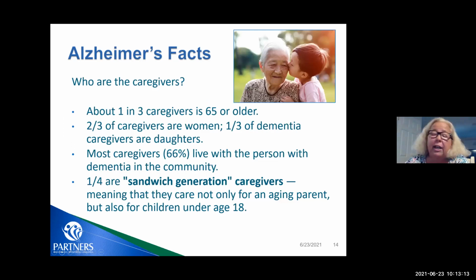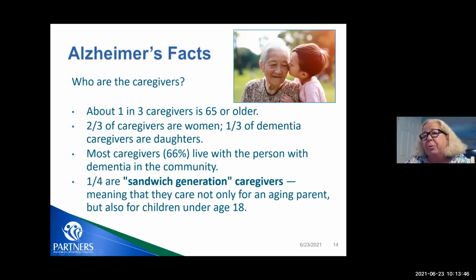Just a little look at who those caregivers are. About 1 in 3 caregivers is also 65 and older. About 2/3 of caregivers are women. About 1/3 of dementia caregivers are daughters. Most caregivers, about 66% of them, live with the person with dementia in the community. And about 1/4 of those are what we call sandwich generation caregivers.